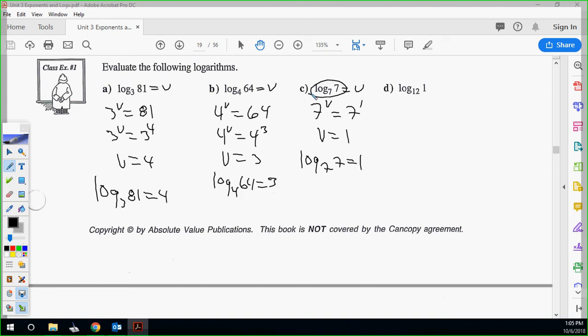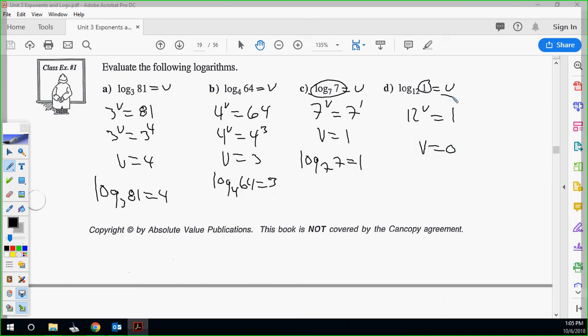And this one's a little bit different because we're going to say, okay, 12 to the v equals 1. Well, I can't change 1 to a base of 12, really. We just have to remember anything to the 0 power is 1. So that would be the case there. So anytime you have a 1 here, the output over here is going to be 0.